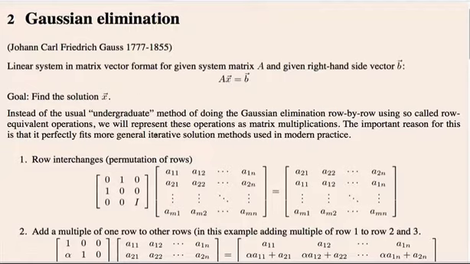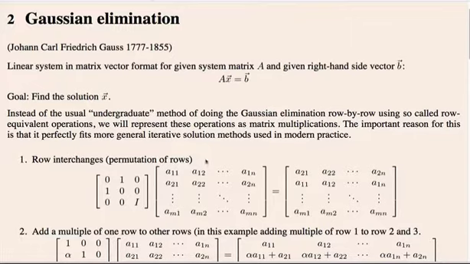Instead of the usual undergraduate method of doing the Gaussian elimination row by row, using so-called row equivalent operations, we will present these operations as a matrix multiplication. The reason why we do this is because this perfectly fits more general iterative solution methods that are used in practice for very large matrices nowadays.